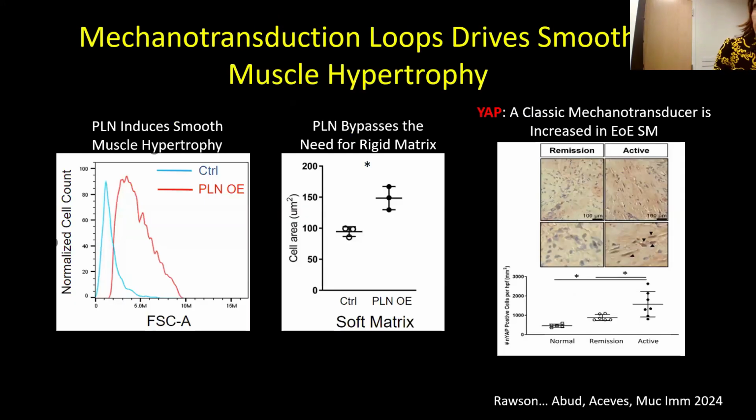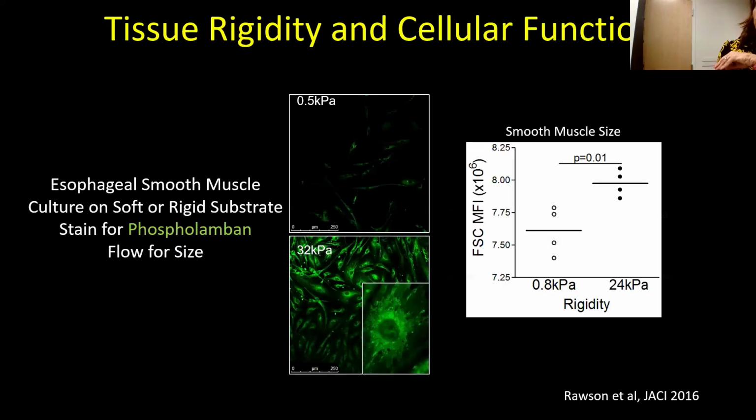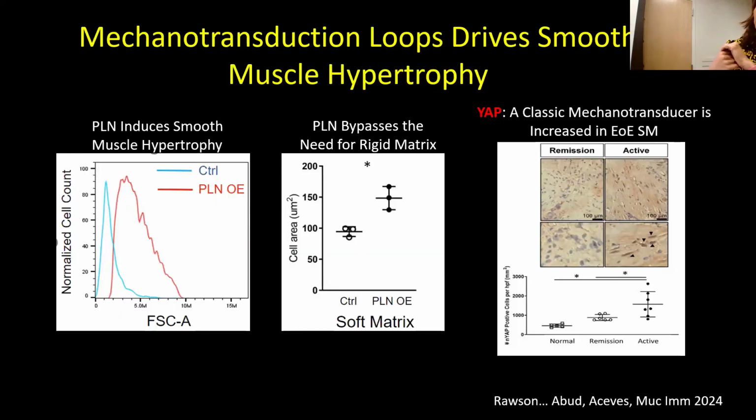I'm going to walk you through this because it's a little bit complicated, but it's actually super cool. PLN induces smooth muscle hypertrophy. If we take a normal smooth muscle cell, we make it transgenic for PLN, and we turn on the PLN with a DOX-inducible promoter, those cells get bigger on flow. That's the histogram with the shift. Now, the cells I showed you over here on soft matrix should be thin and small. You put them on a soft matrix, you give them PLN, and it bypasses the necessity for a rigid matrix. So even on a soft matrix, those cells become too big.